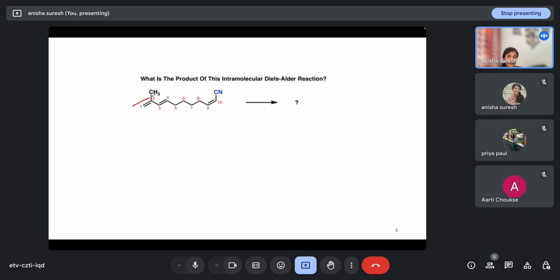So here, as you can see, this is the diene and this is the dienophile. You have to redraw it in such a fashion that it will be oriented for the reaction to take place. So how can you draw that? Please try first. I will wait for a few minutes.